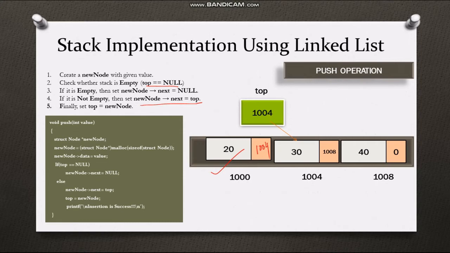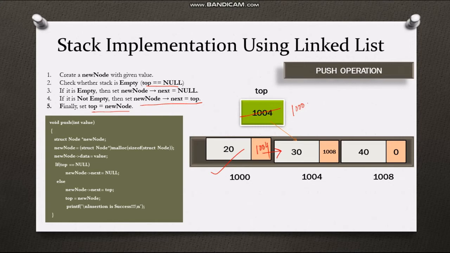That means having the value 1004 means that this new node will now be connected to the node that was earlier the first node. So it is now connected to the node with the value 30. And the next thing that we need to do is update the value of the top. Earlier it was 1004, and now we need to update it with the value of 1000.